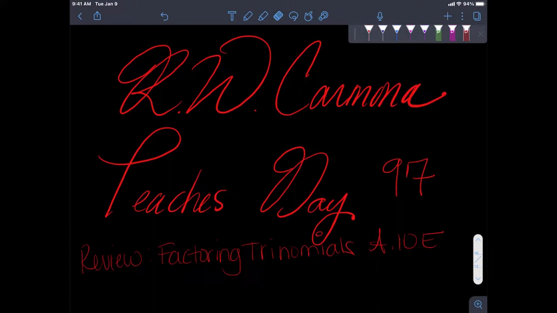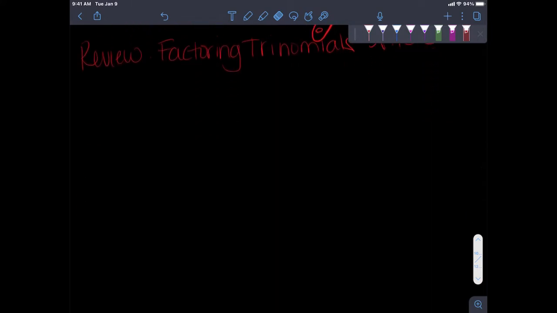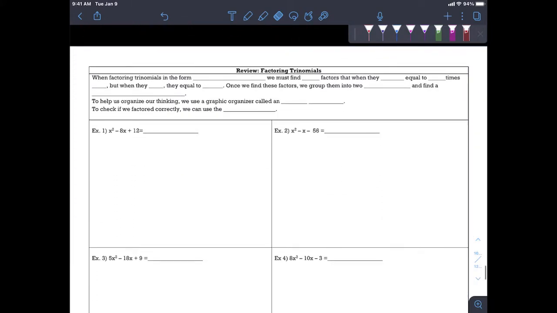Algebra 1, Day 97. Today we're going to be re-reviewing factoring trinomials. Remember that this is a step-by-step process. You should do this the same every single time. That way you can make sure you always get the right answer, okay? So we will be verifying our work utilizing the calculator today, but let's go ahead and jump into it and start by hand.